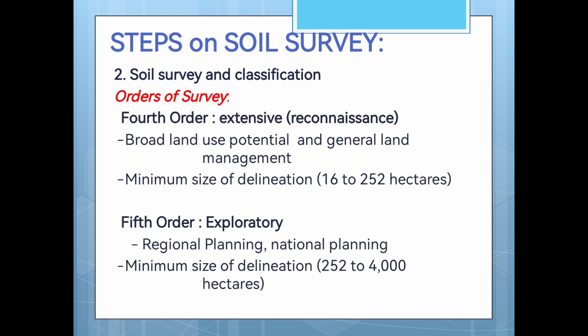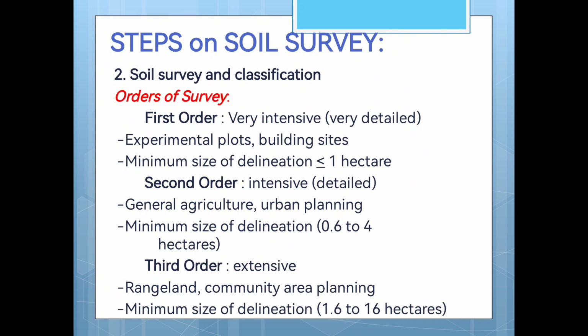And the fourth order is extensive, so reconnaissance na yung pagkakandak nila ng survey. And the minimum size of delineation is 16 to 252 hectares, while the last order is the fifth order is exploratory. So malakihan na yung area niya, which is around 252 to 4,000 hectares. So those are the different orders of survey.